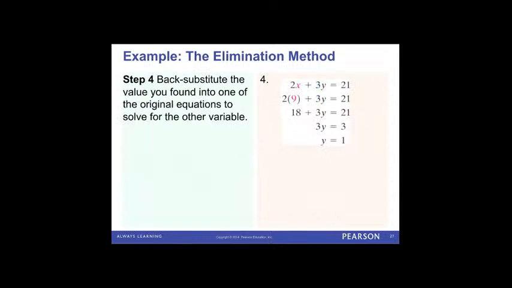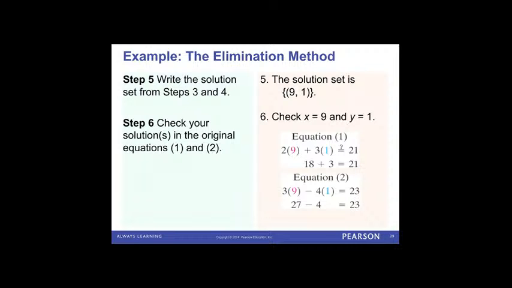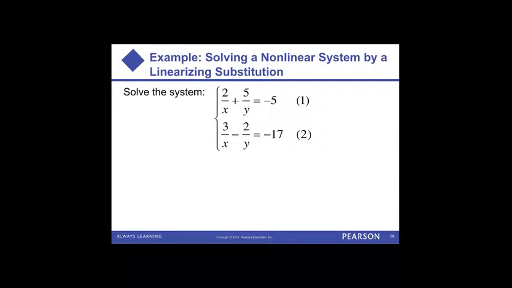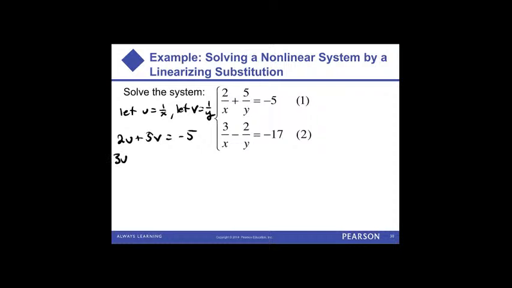Okay. So in this next example, we're going to use a technique called u substitution, right? So instead of working with this directly, we're going to say let u equal 1 over x and let v equal 1 over y, right? So then that's going to transform the system into the following. We're going to have 2u plus 5v equals negative 5. And we're going to have 3u minus 2v equals negative 17.